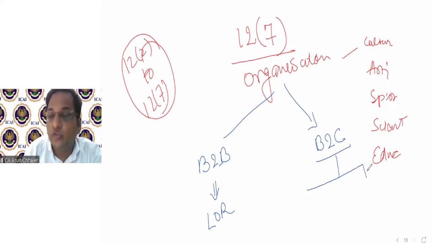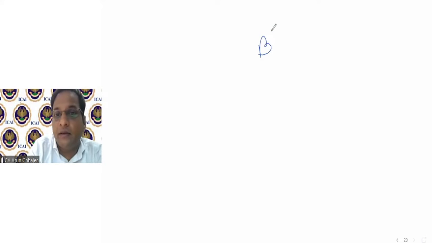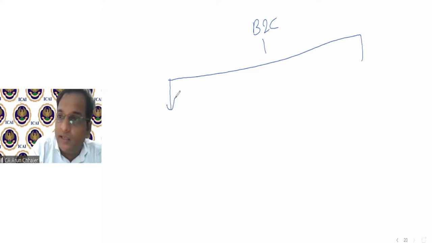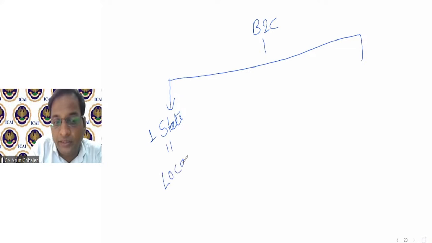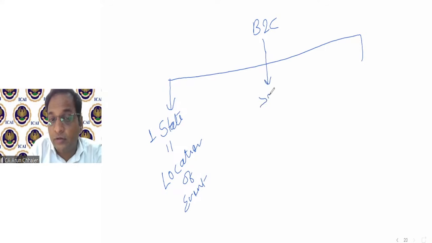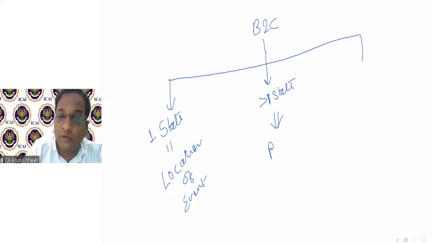So in case it is a B2C, divide in three parts. If the event is held in one state only, then the location of the event would be the place of supply. If the event is held in more than one state, in multiple states, then the place of supply will be decided according to the respective rule, according to the IGST rules, which we will discuss.